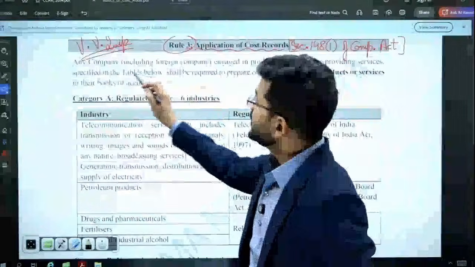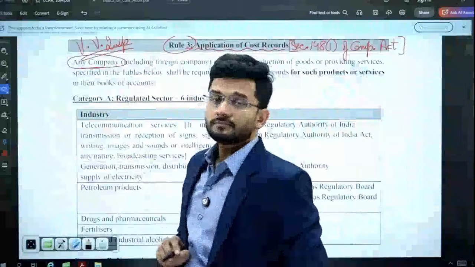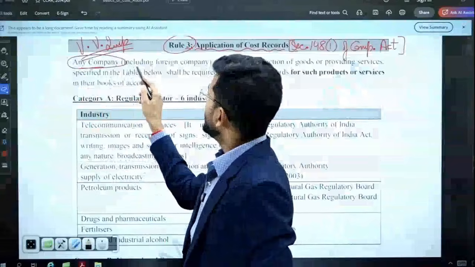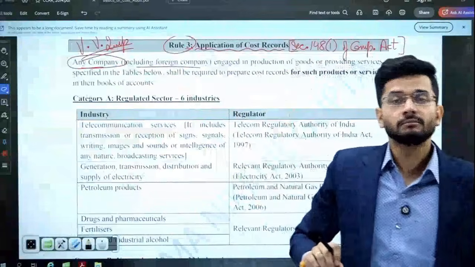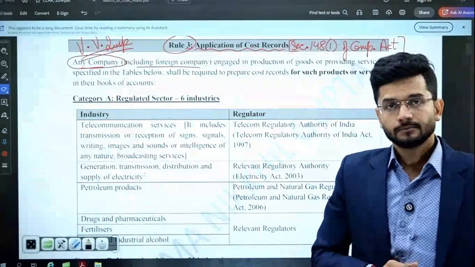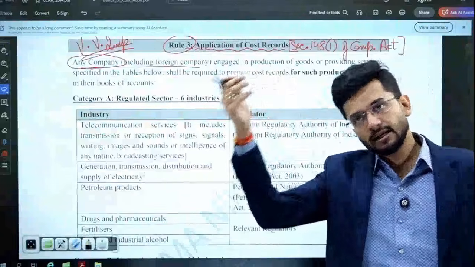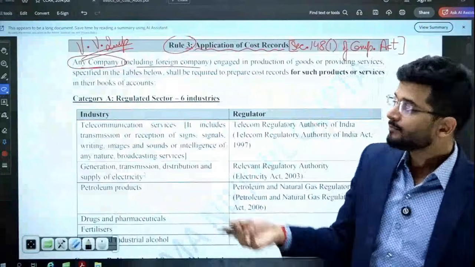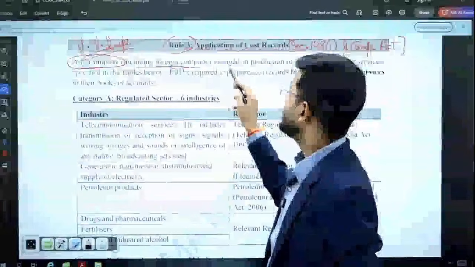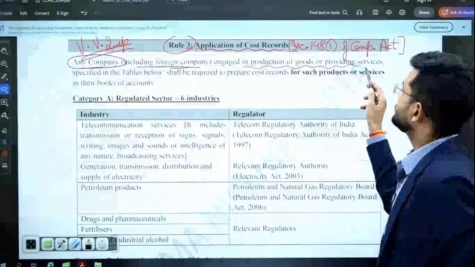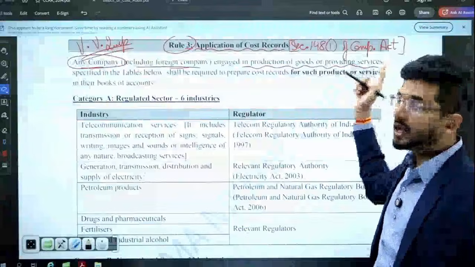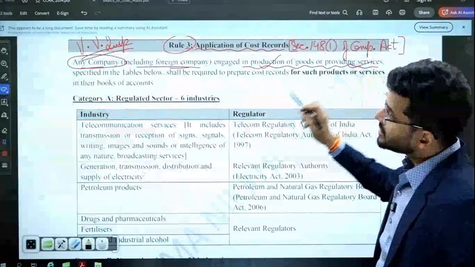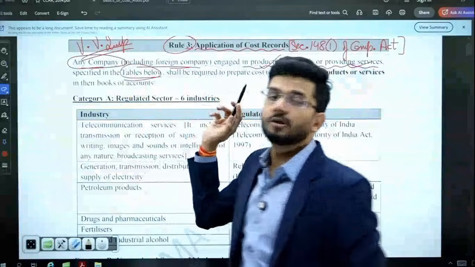Okay, let's read the rule. The rule starts by saying any company, including a foreign company, even if it's a foreign company working in India, like a liaison office, a branch office, a project office, working in India, engaged in production of goods or providing services specified in the tables below.